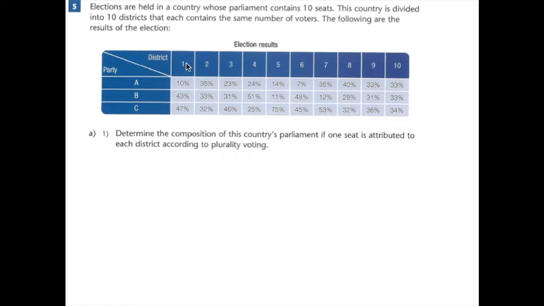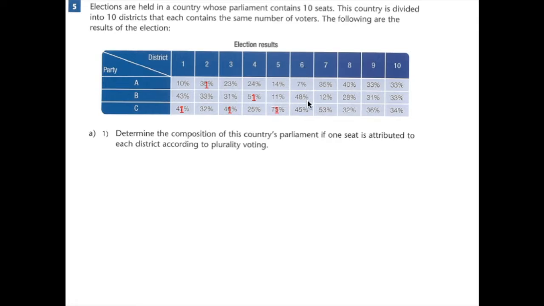One district, you're going to elect a party, either A, B, or C. We have, in district number 1, 47% of the vote went to C, so that's more than the others. So C gets 1 seat. In district 2, we have 35 as the winner. In district 3, 46 wins. In district 4, 51% wins. In district 5, 75 wins.